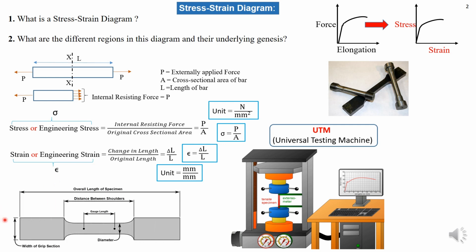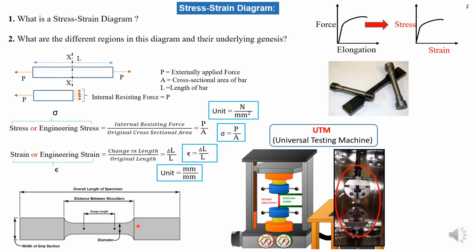This is a schematic diagram of the specimen. This is a flat specimen, also known as a dog bone specimen. This is the width of the specimen, this is the diameter, and this is the gauge length, which is the area under observation. And this is the overall length of the specimen. These circular sections here are provided to avoid any stress concentration, so that the specimen should not break from here.